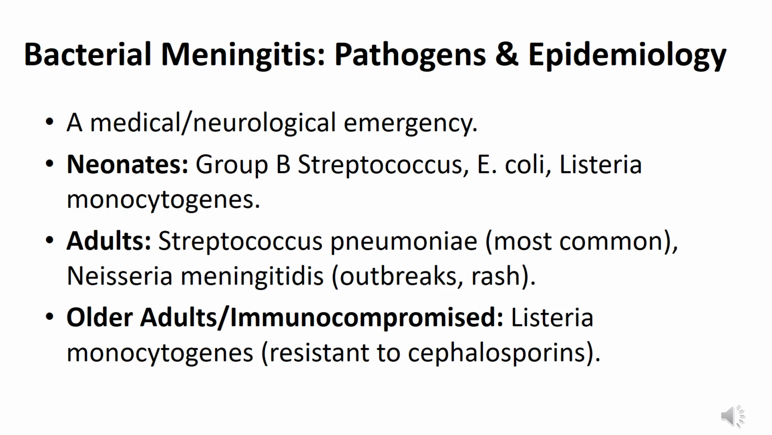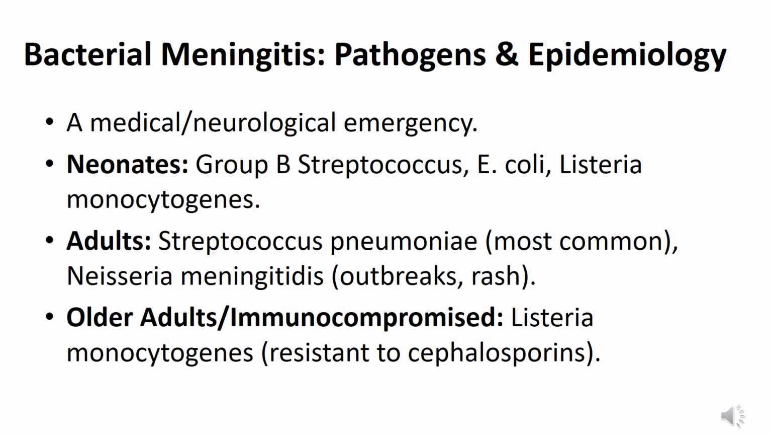Another important adult pathogen is Neisseria meningitidis. This bacterium is particularly known for causing outbreaks in crowded settings such as schools, dormitories, military barracks, and refugee camps. Patients may develop the classic petechial or purpuric rash, a warning sign that should immediately raise suspicion for meningococcal disease. Rapid progression to septic shock can occur, making urgent intervention essential.